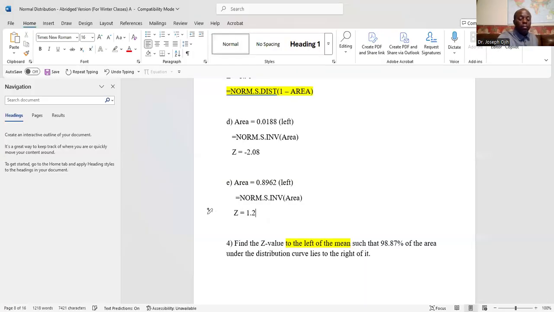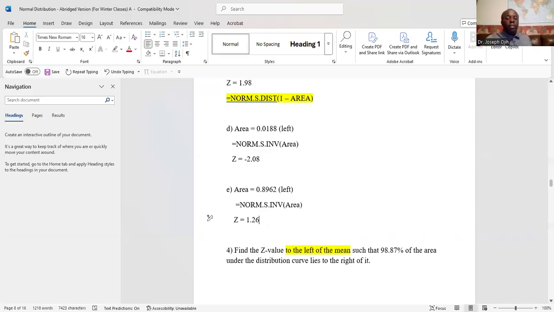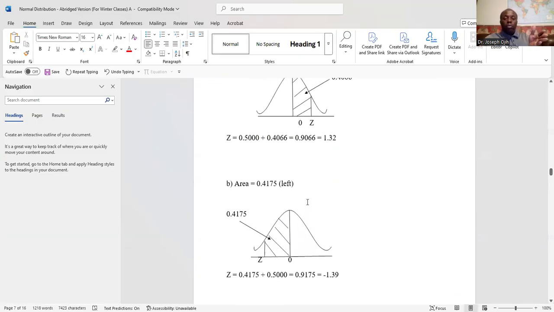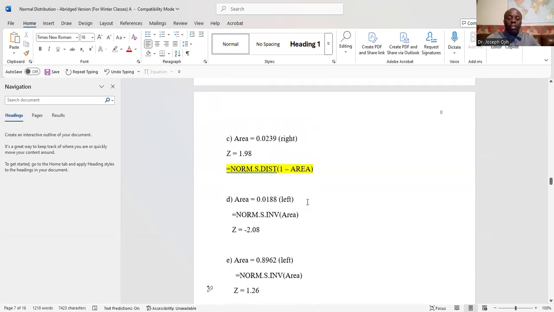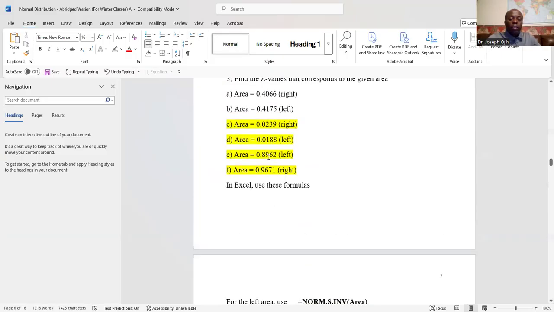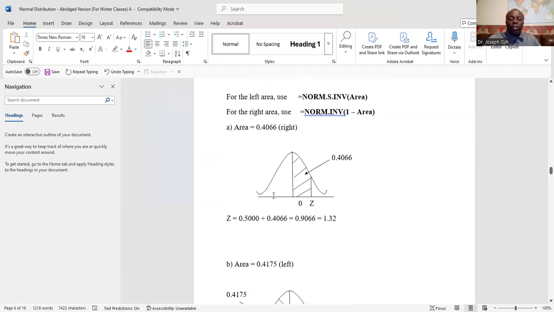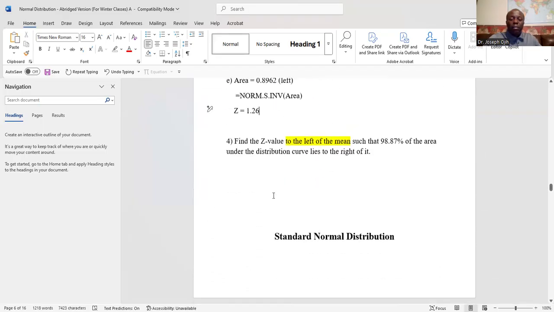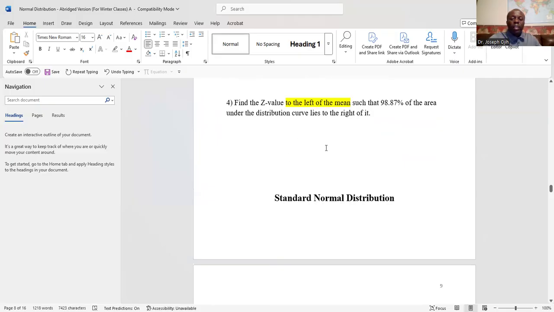It is always good to draw the chart like I did on these ones to know what we are doing. But if you can remember that when it is close to 1 or a very, very small amount like this type, you don't have to make adjustment. Just apply the formula. But when it's close to 0.5, then apply the formula. Now look at this one. When it is given as a percent, say here, find the z value to the left so that 98.87% of the area under the normal curve lies to the left.